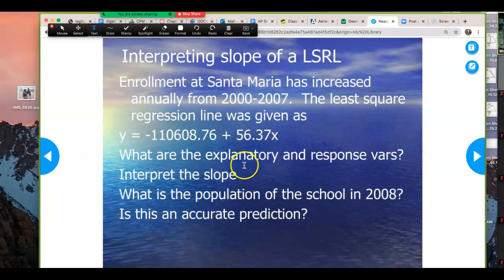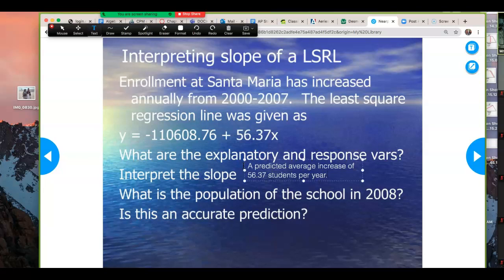Interpret the slope of the line. Slope is 56.37. We predict an average increase of 56.37 students per year. Or, as each year increases, we predict an increase of 56 students.